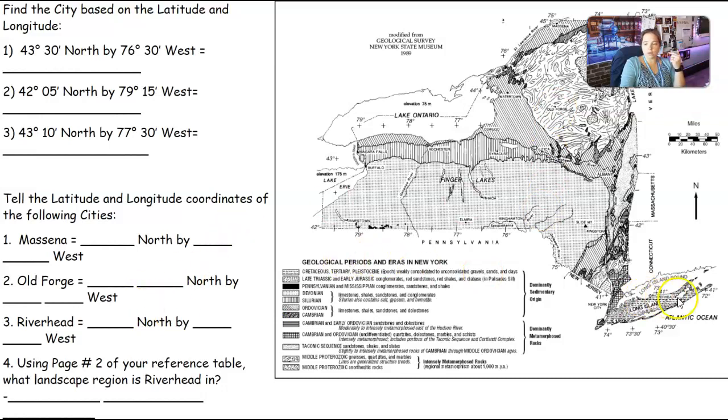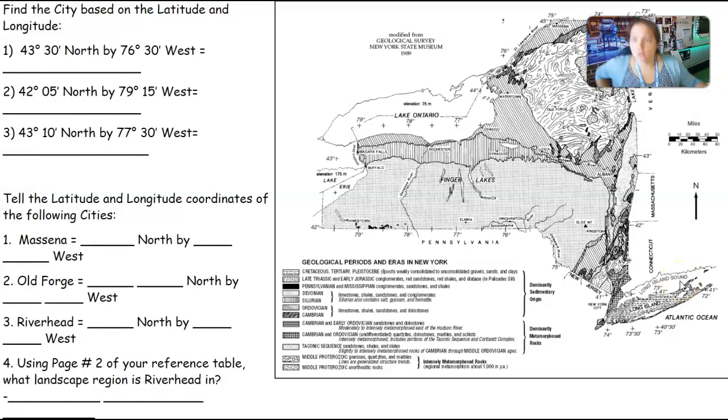Riverhead. Riverhead is down here. There's 43 and 30. There's 41. It's almost a 41. So I'm going to do 40 degrees, 50 minutes north by, there's 73, 73 30. I'm going to round that to the middle because that's 72, 72 degrees and 30 minutes west.